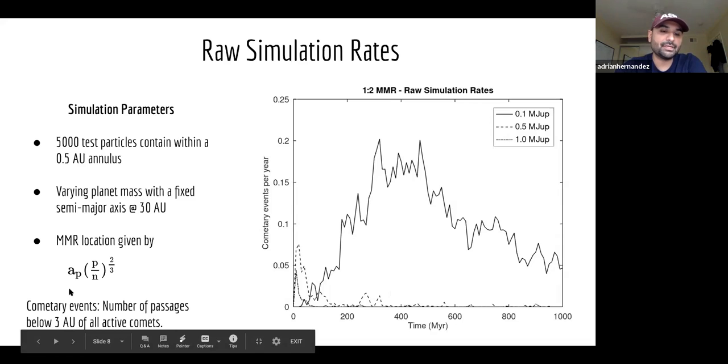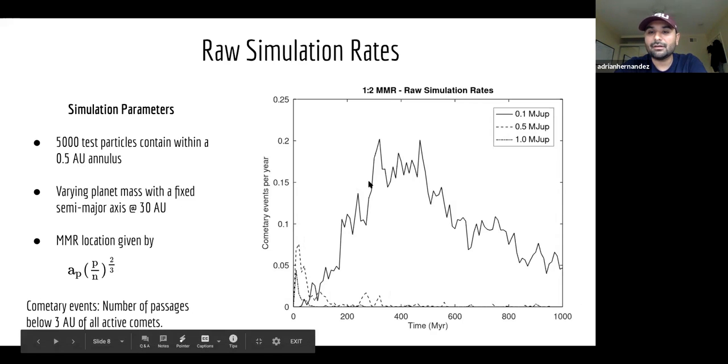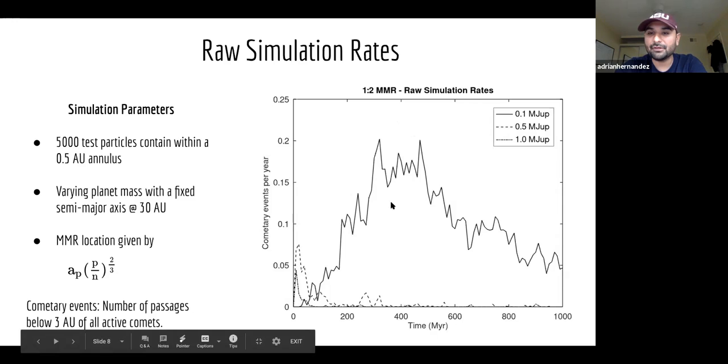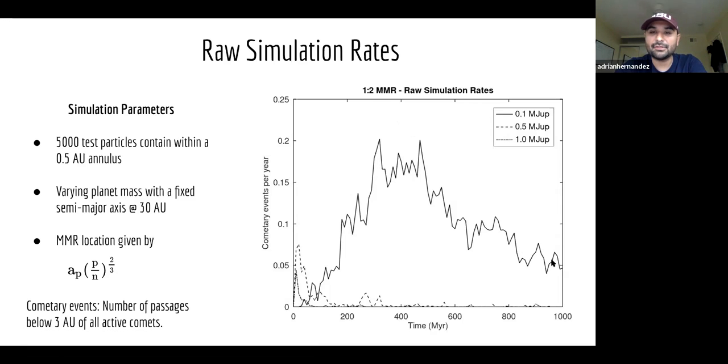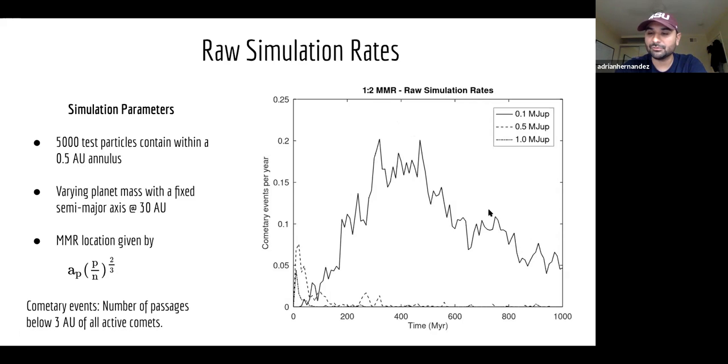And cometary events per year are defined as the number of active comets that had a passage below 3 AU. But you can see here clearly, when you have a perturbing planet that has a mass of 0.1 Jupiter mass, when in 1 to 2 mean motion resonance with a planetesimal belt, well, it does a very good job at scattering these planetesimals, but not only that, it does a good job at scattering these planetesimals over long time scales here.